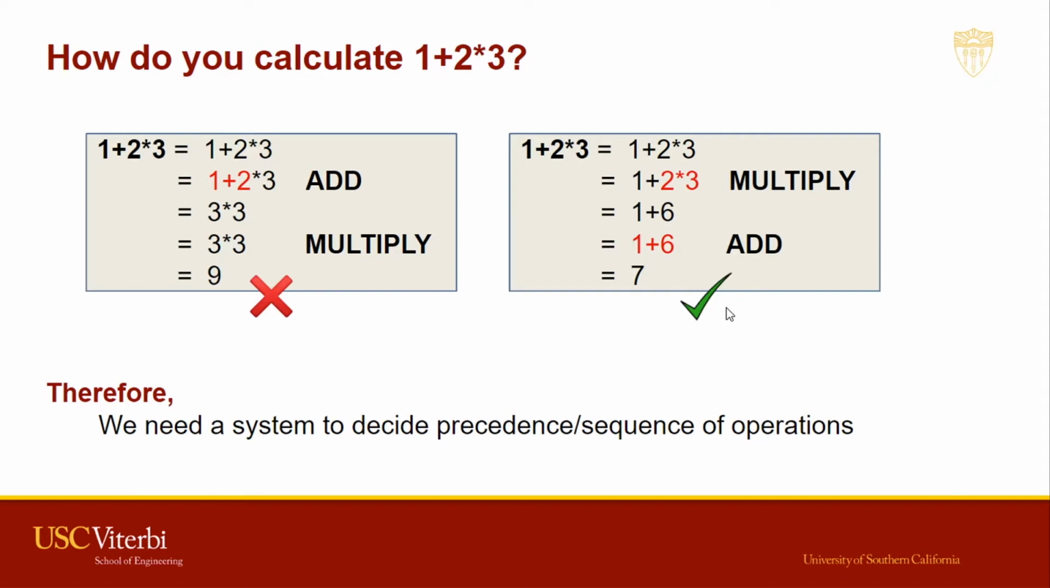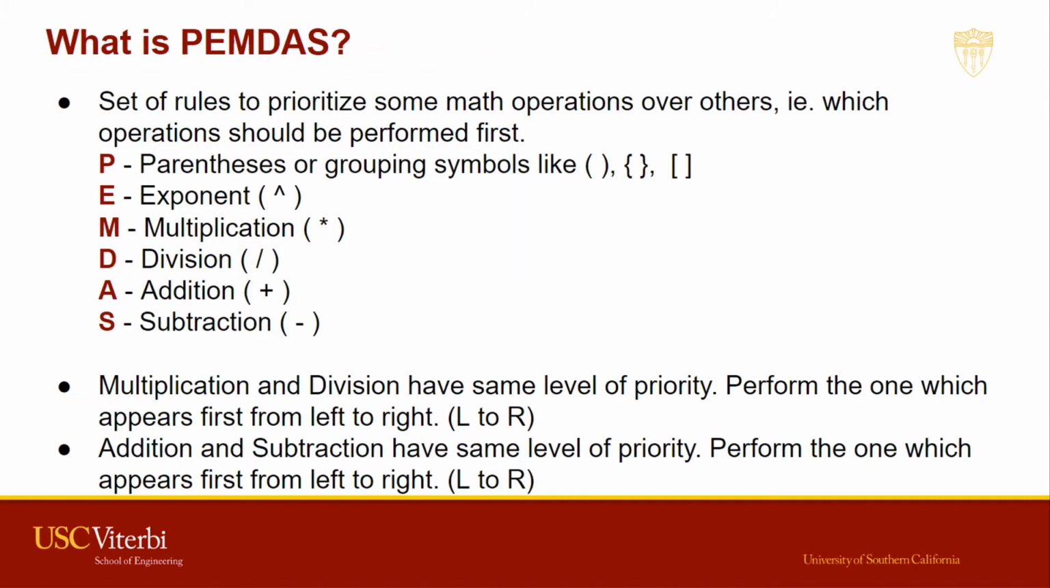It is a rule, or you can say a system, which helps us decide the precedence or sequence of operations. What does it stand for? So basically, P stands for parentheses or grouping symbols like curly braces, simple brackets or square brackets. E stands for exponent, M for multiplication, D for division, A for addition, and S for subtraction. It is basically a set of rules to prioritize some math operations over others. That is, it tells us which operations are to be performed first.